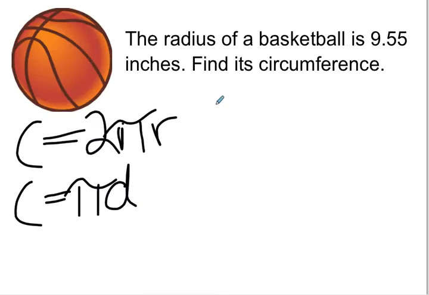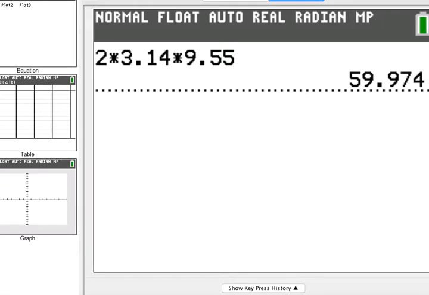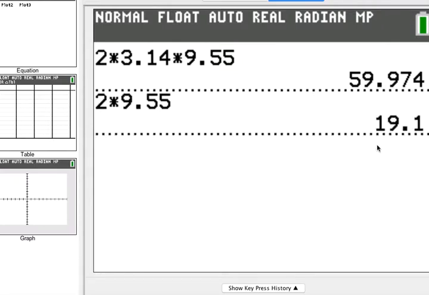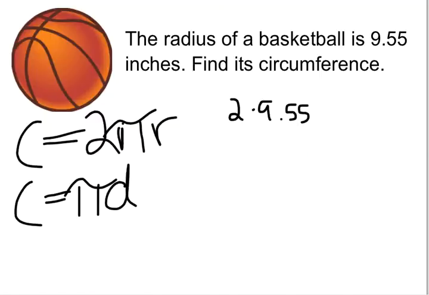So, either way, if it asked you for an exact answer, though, the only things that are exact are 2 times the 9.55, right? So if you did 2 times 9.55, that would give you 19.1. Now, you'd still need to multiply it by pi, but if you just phrase your answer as 19.1 pi, that's actually what we call the most exact answer because it doesn't round pi off.